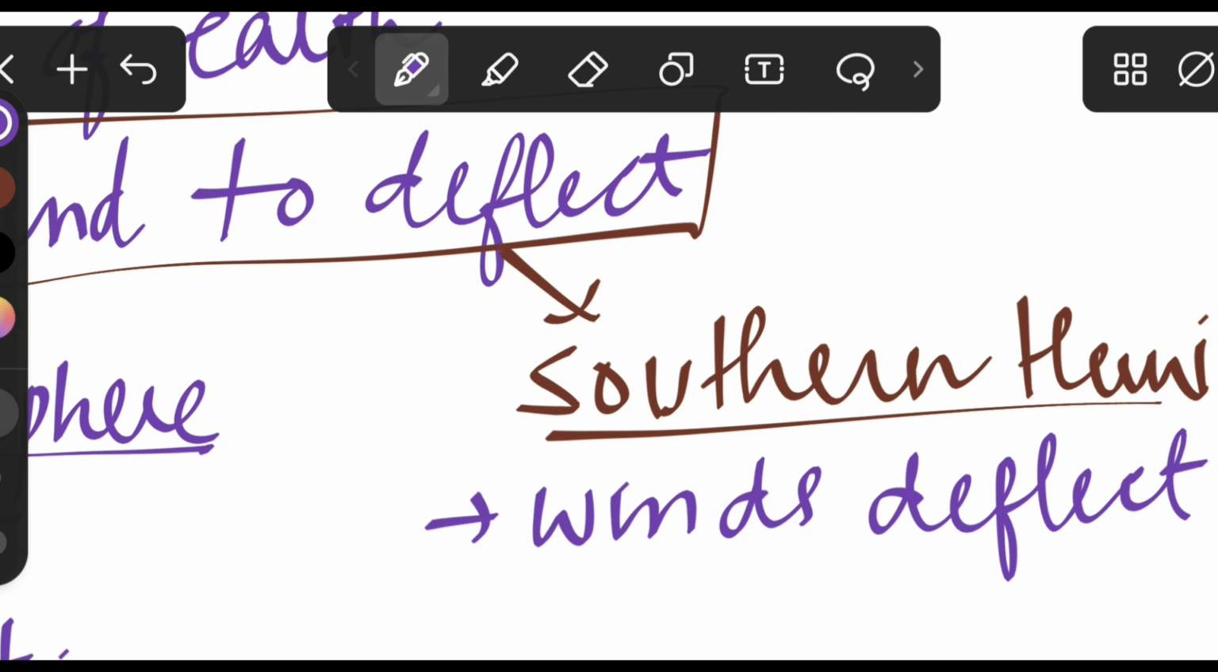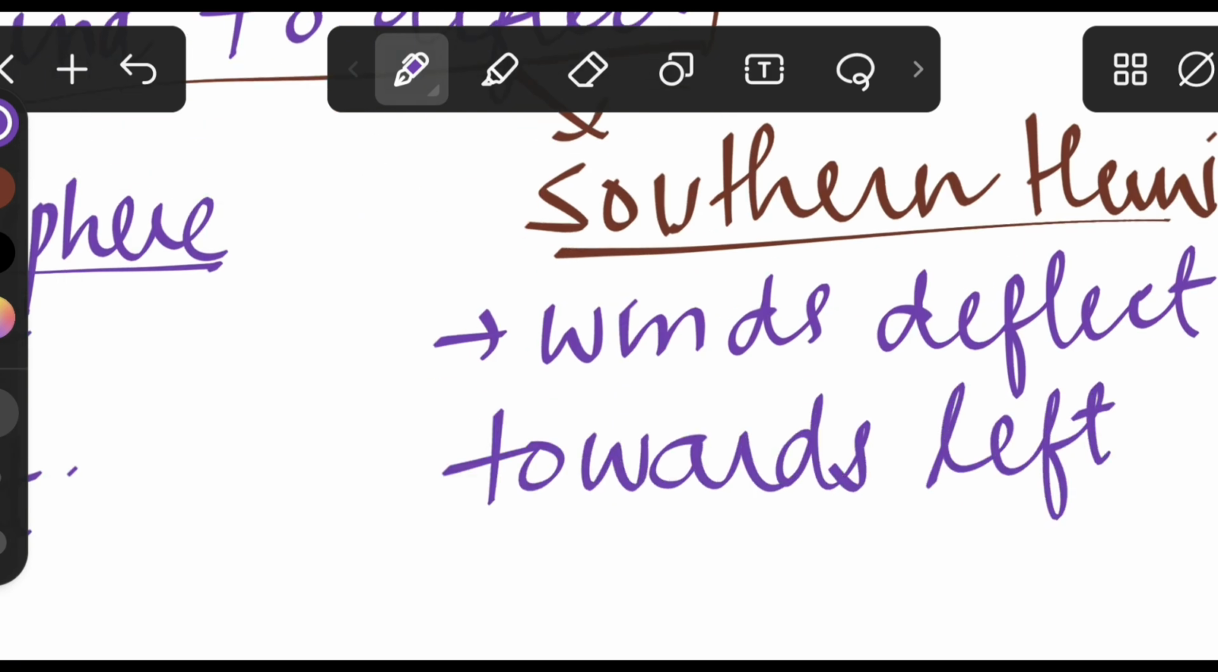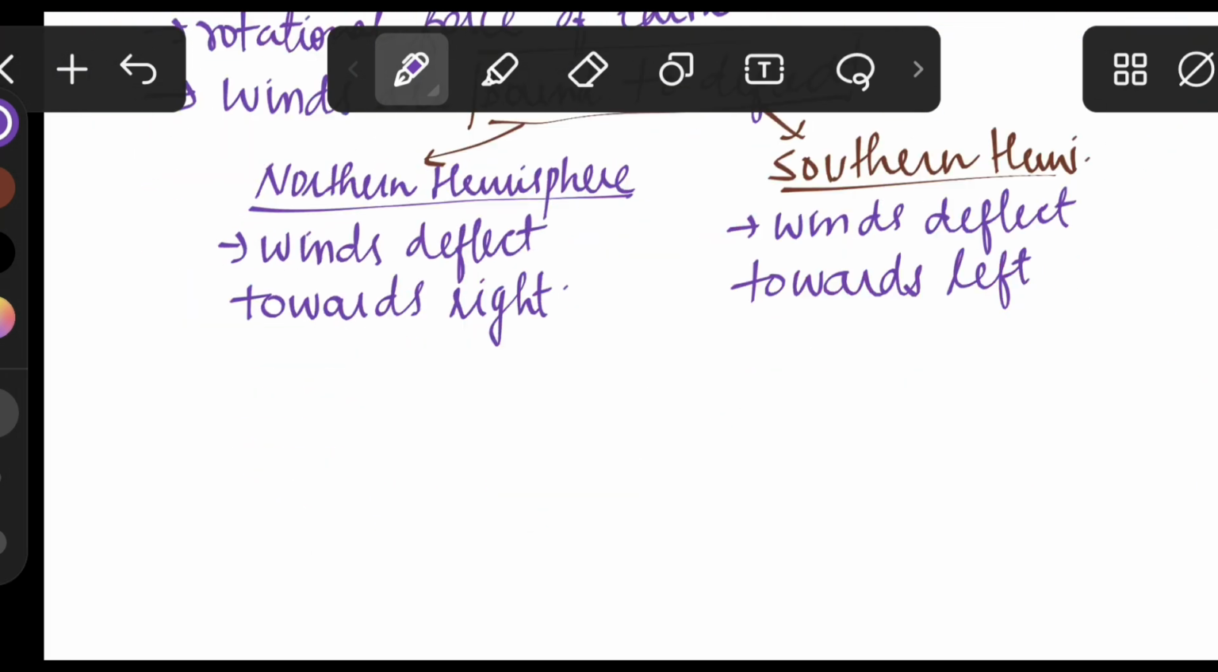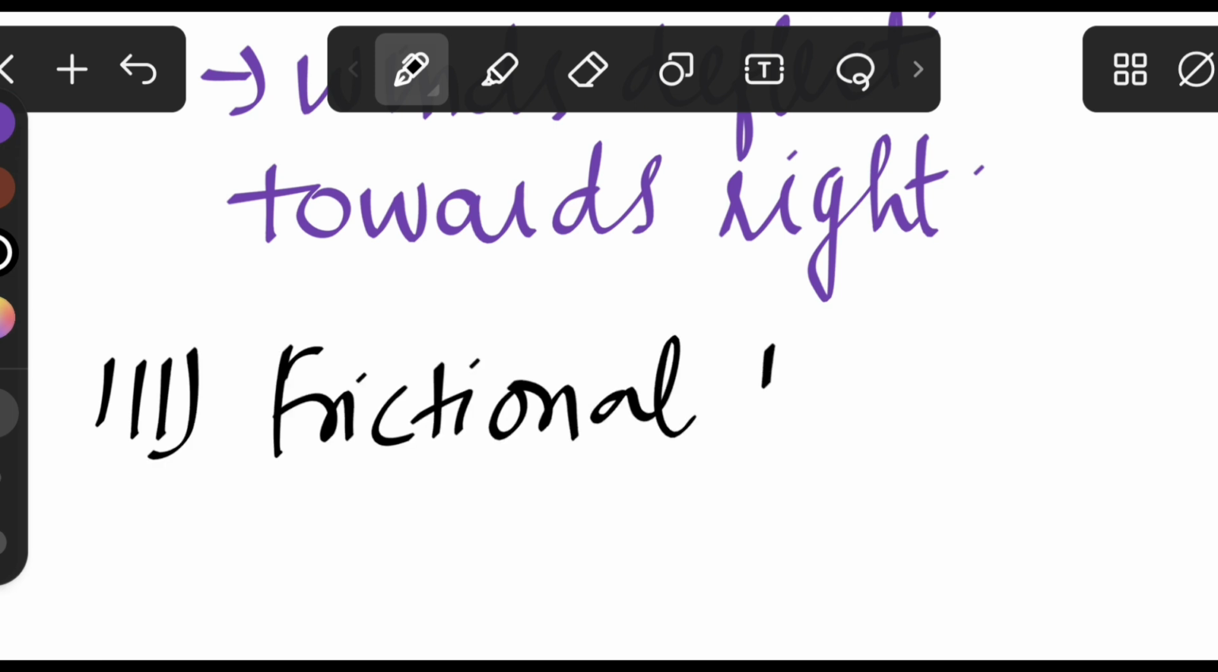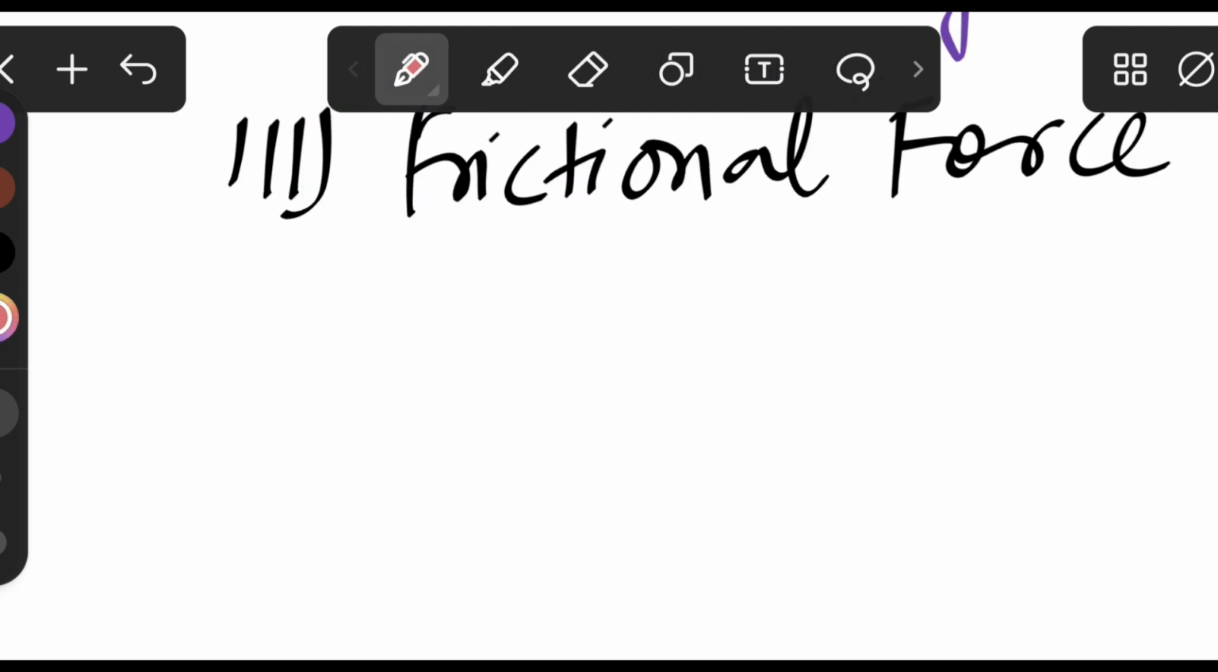Now the third factor is frictional force. The wind blowing along the surface experiences frictional force and its velocity is reduced, while the winds blowing at certain altitudes blow unrestricted.